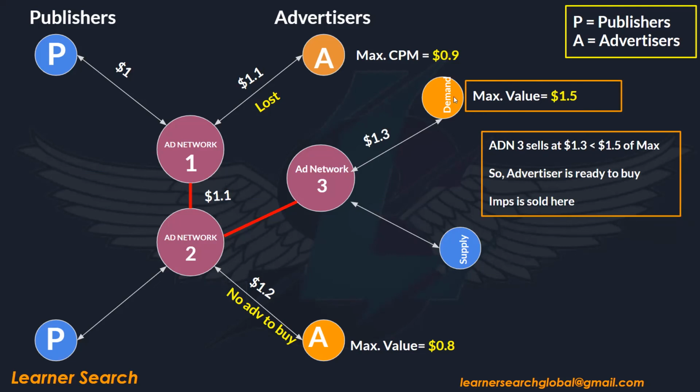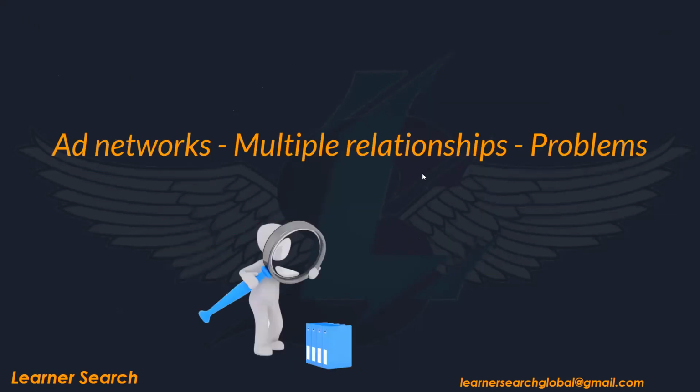Correct. So on the other end, the demand side of ad network 3, the maximum value is 1.5. It is more than whatever the supply CPM ad network 3 is willing to sell. So ad network 3 is willing to sell at 1.3. The demand side has 1.5. So definitely the advertiser is ready to buy, and the impression gets sold. Nothing complex here. So finally the impression is sold here. Till here, is it clear?